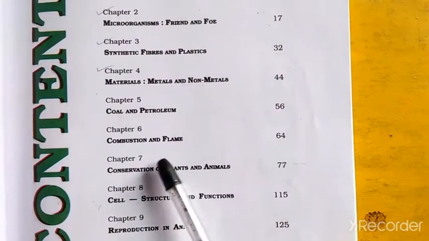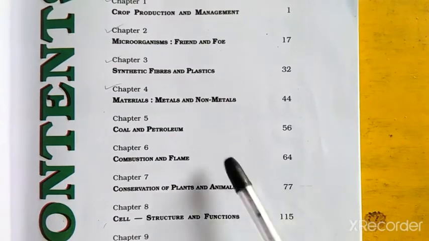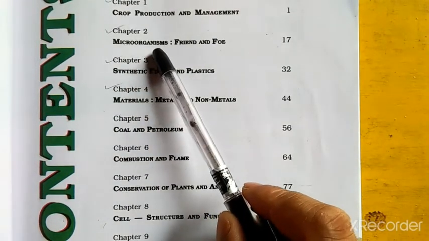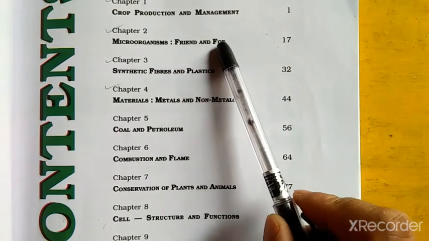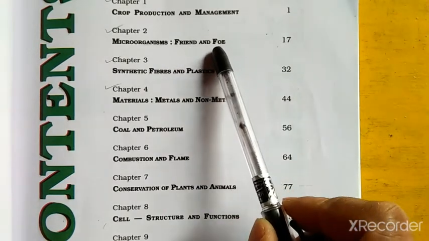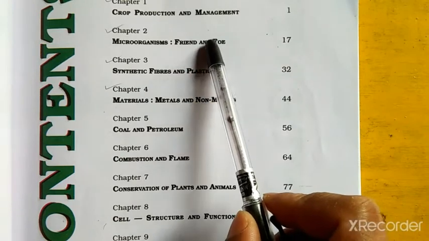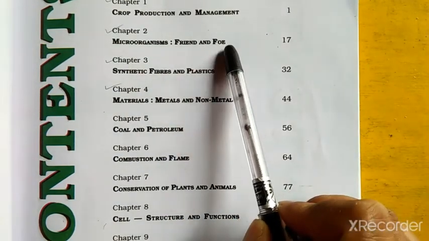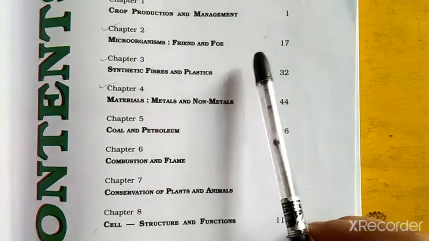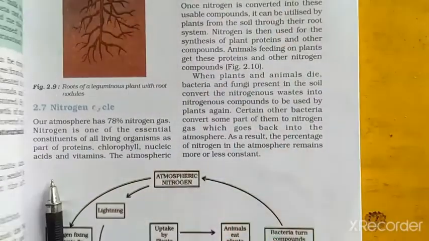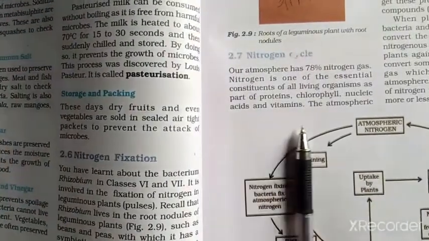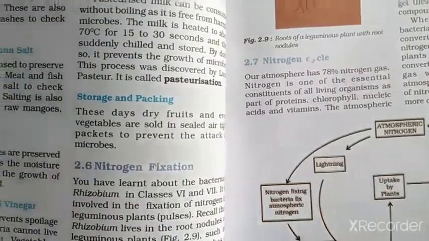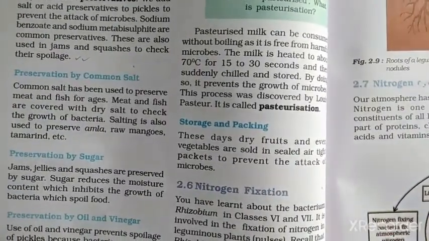In the previous video class we studied chapter number 2, microorganisms, friend and foe. In today's video class also, let's continue this chapter number 2, microorganisms, friend and foe. For today, let's start from textbook page number 26.